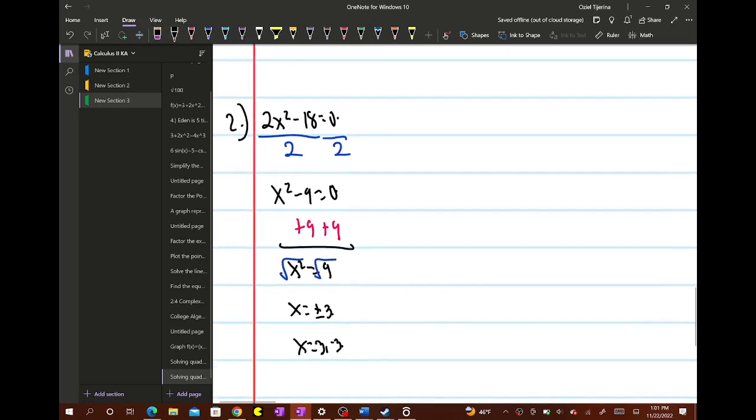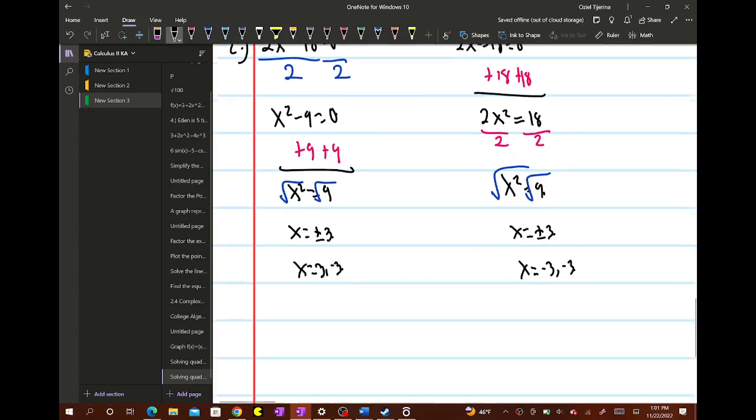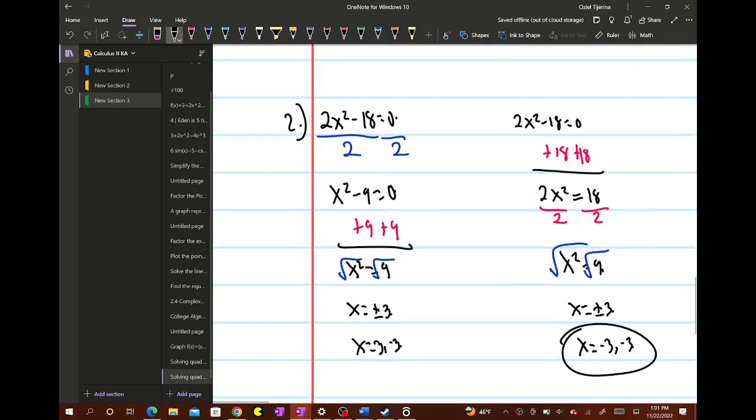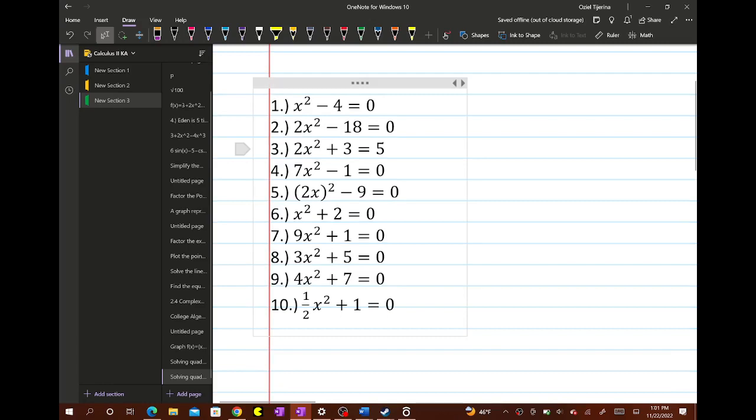There's another way you can do this one. 2x squared minus 18 equals 0. You can add 18 to both sides, and then you have 2x squared equals 18, and then divide both sides by 2. You get x squared equals 9, and then take the square root of both sides, and you get x equals, again, plus or minus 3, and so your answers are x equals -3 and x equals 3. So these are two different ways in which you can do it. Okay, so on to the next one.